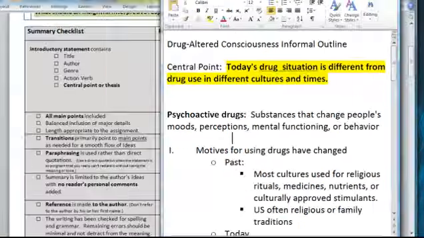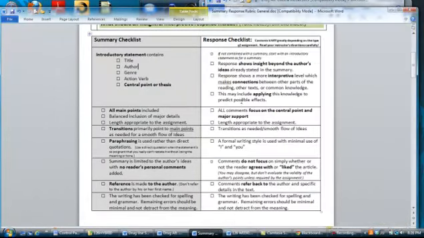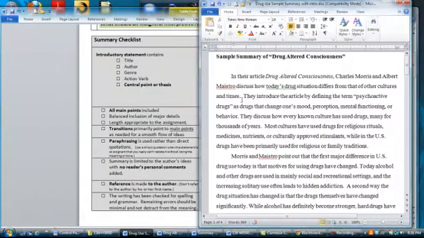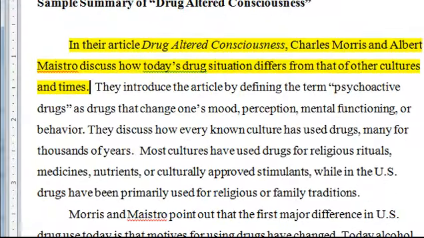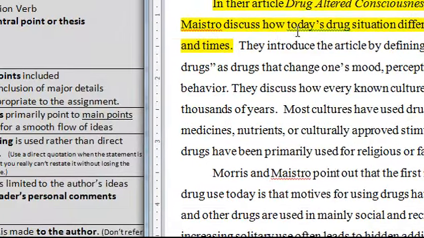Okay, so let me go ahead and pull that summary up. Okay, here's an example of what the summary would look like for drug altered consciousness. My introductory statement is here, and notice the title of the article is there. Nowadays we pretty much italicize everything. The author, in this case there's two, and genre would be the article. Action verb would be they discuss.